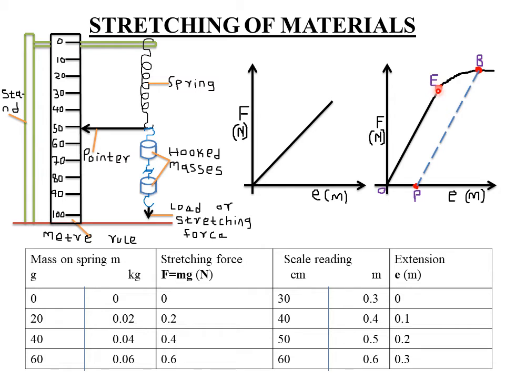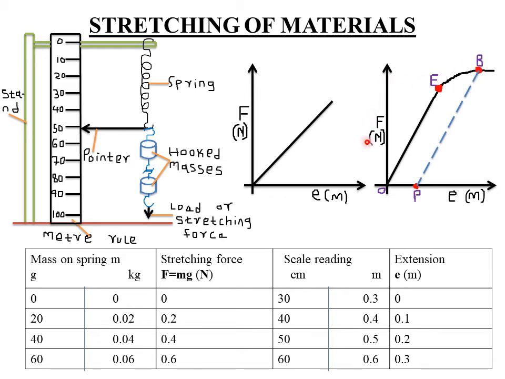Then between point E and B, where permanent extension is occurring, we say that between point E and B, the material does not regain back its size, or permanent extension occurs. Then point B is the yield point. Beyond this point, the material actually breaks. Beyond point B, the material breaks.